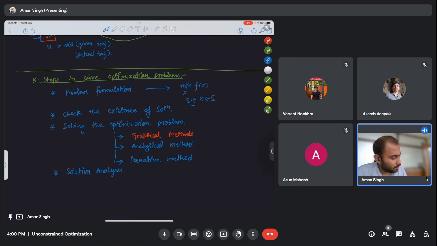As we discussed earlier, once we get the solution, we analyze the solution. Is it accurate or not? How much is it accurate? Is it within our limits or not? And can we get more accuracy?